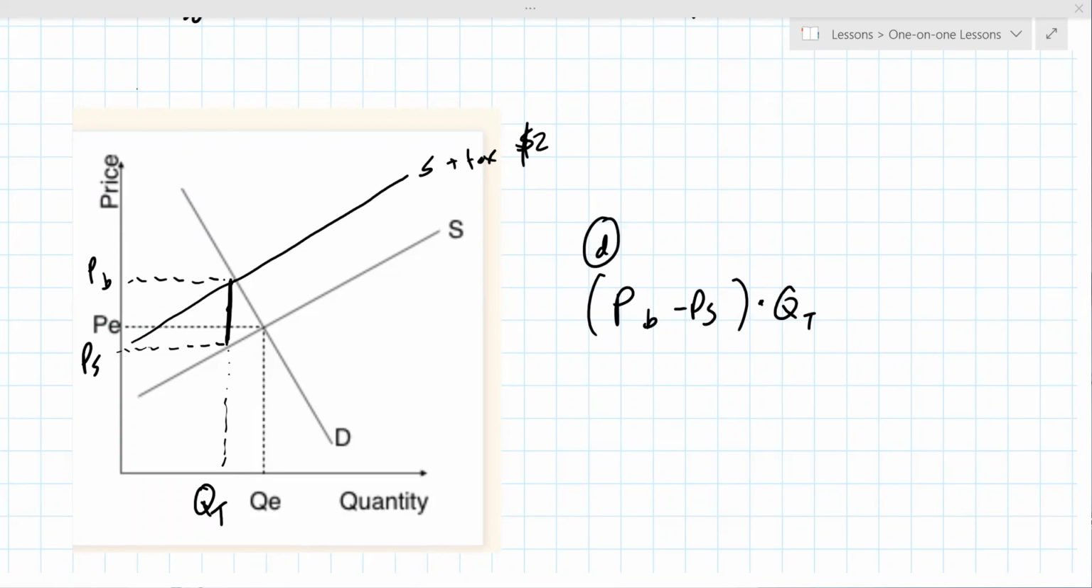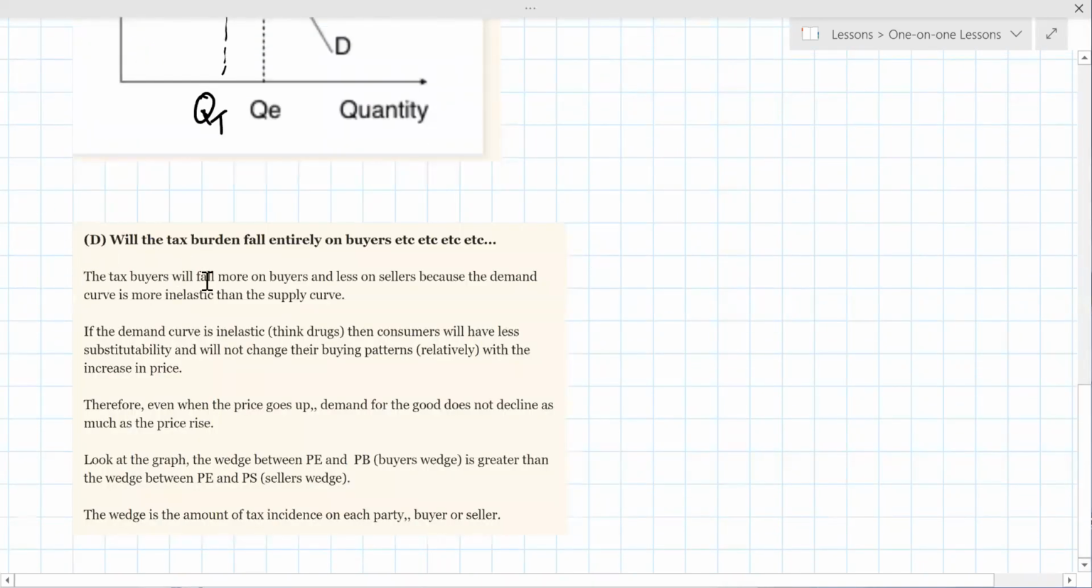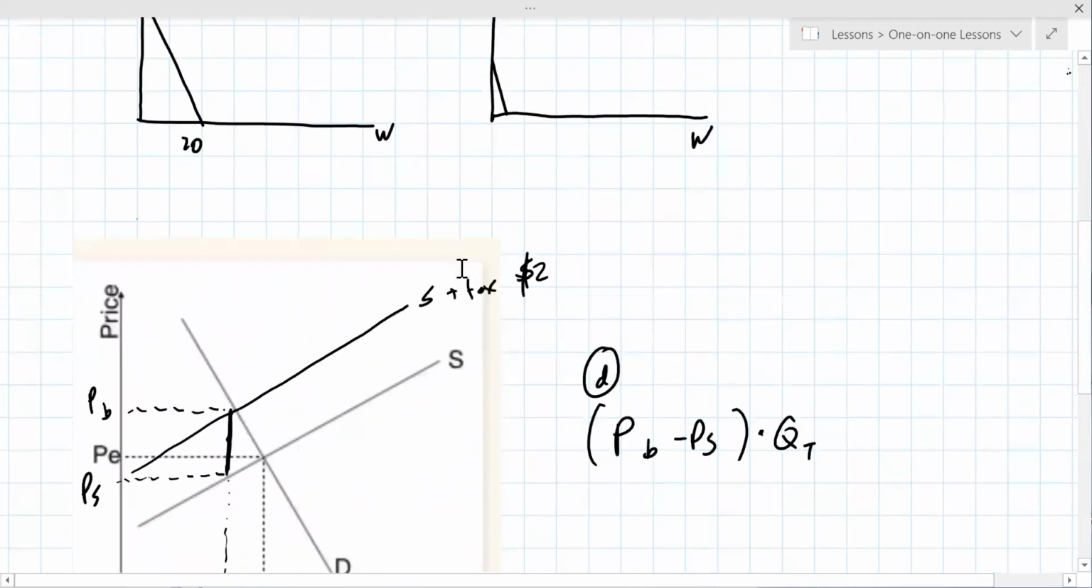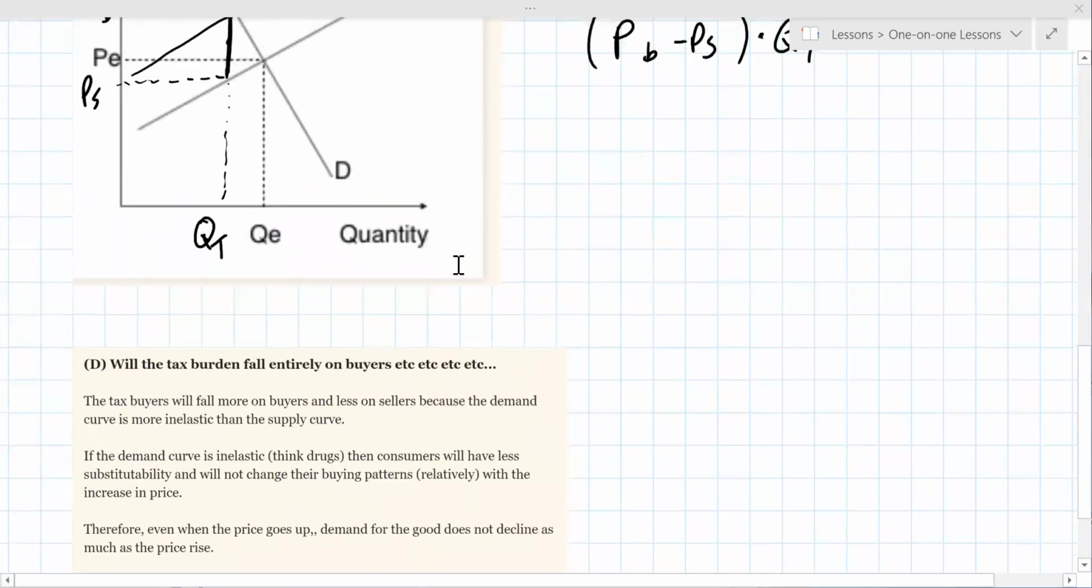It really depends on how much falls on the buyer side or not. So the tax will fall more on buyers because the demand is more inelastic than the supply curve, I think that's what it said. Maybe it didn't. The tax burden will fall more on buyers. I don't think he actually cares about explaining it, to be honest. Okay, let's move on to 3.